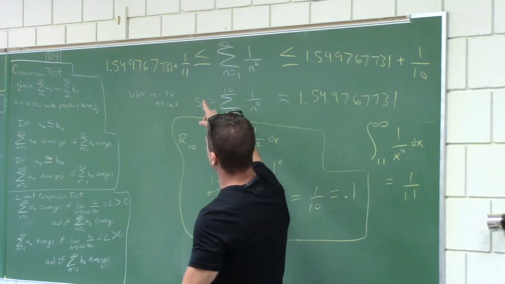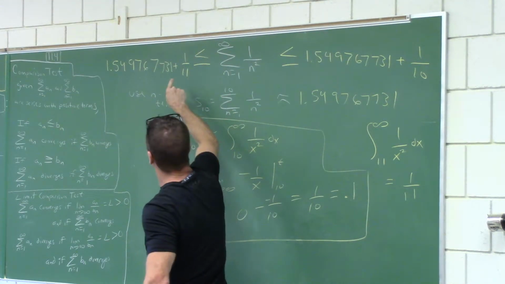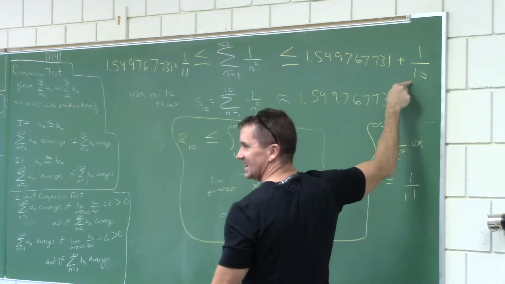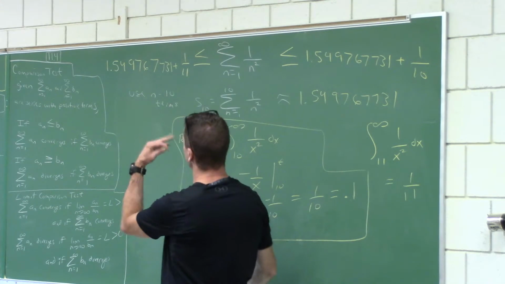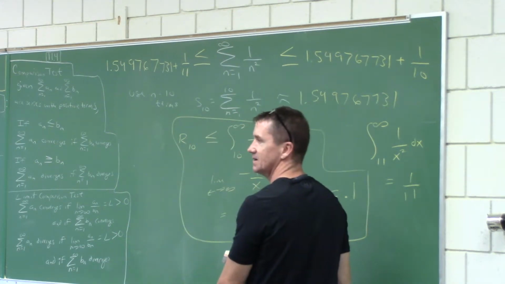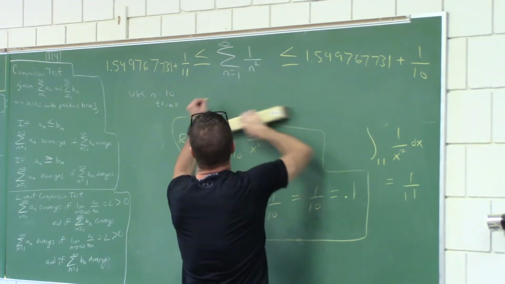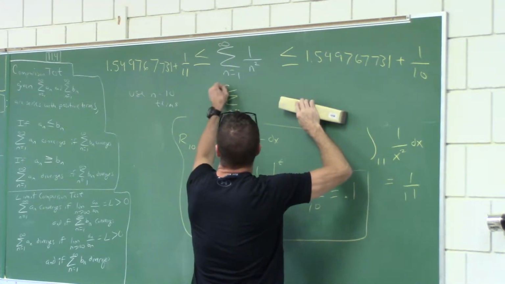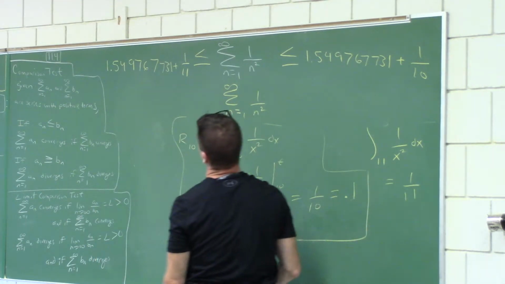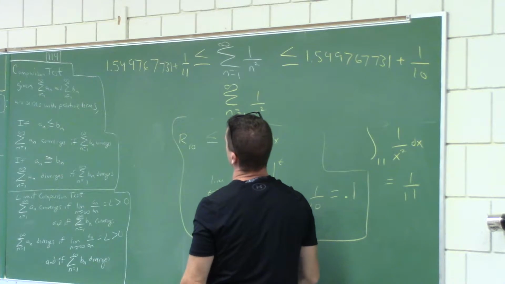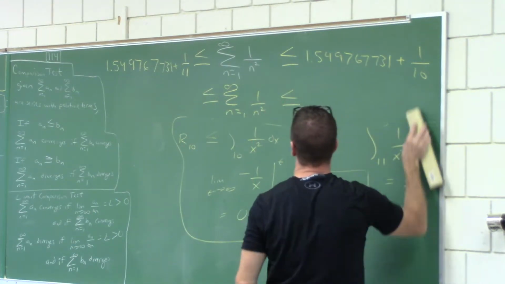We're just looking at what the error would be in between these. You'll notice, this is interesting, this is actually lower, isn't it? 1 over 11 is smaller than 1 over 10. But you'll notice it gives you a really good range of where that sum would be. Can someone do this for me on a calculator? What is 1.549767731 plus 1 over 11? You know it's got to be somewhere in here.